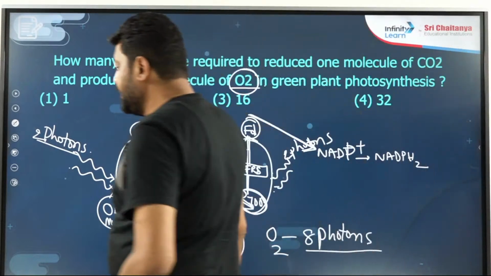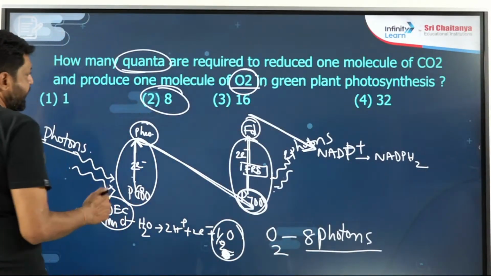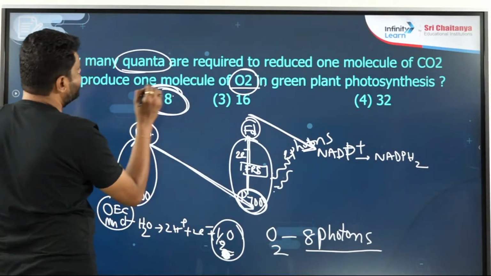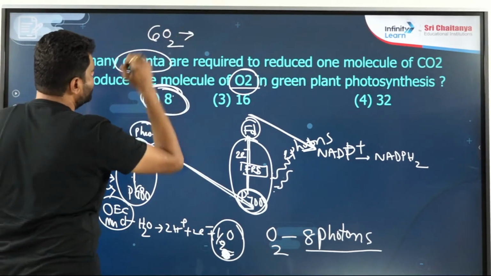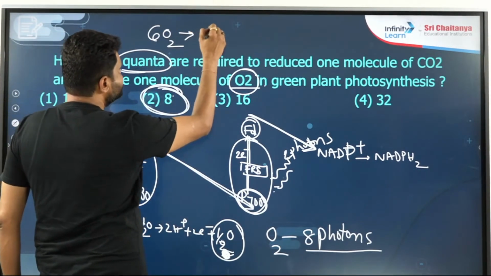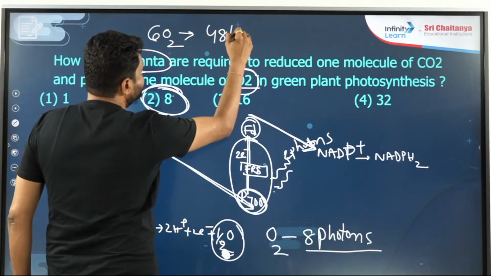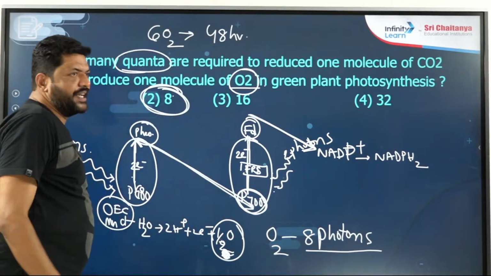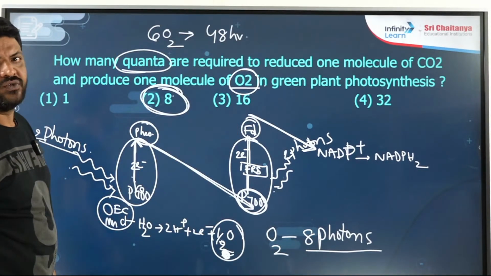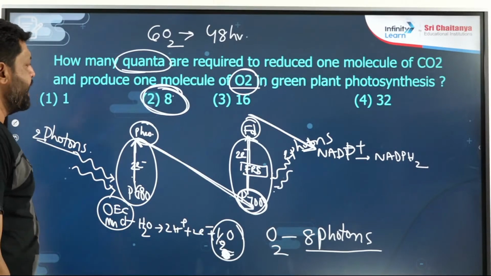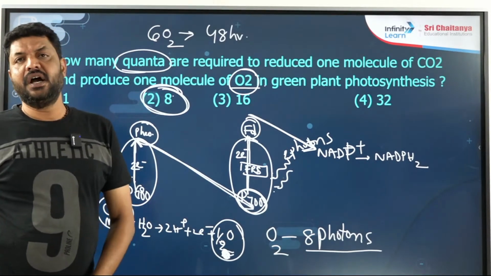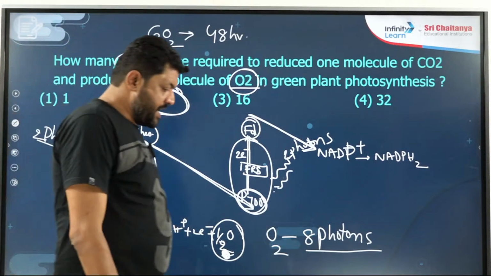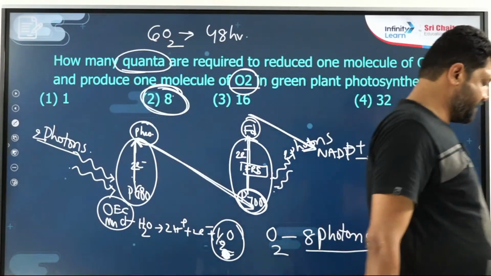What is that question? If one O2 requires 8 photons of light, in photosynthesis 6 O2 is released. So how many photons of light is required? 48 hν. 48 photons of light is essentially required for liberation of 6 O2 in the light reaction of photosynthesis.